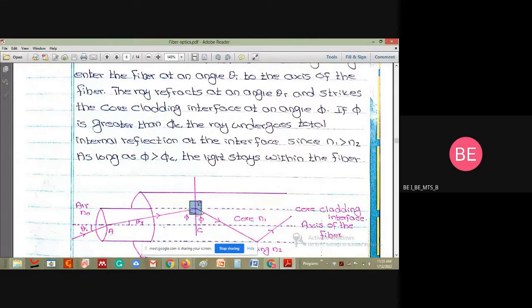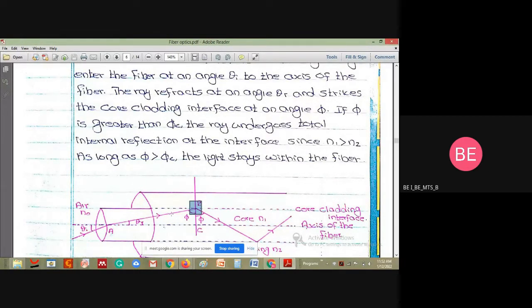Could somebody tell me what is the first condition for total internal reflection to happen? Light should travel from denser to rarer medium. Yes, exactly. Light should travel from denser medium to rarer medium, core being the denser medium and cladding being the rarer medium. Here light is falling from core to cladding, right? At the interface, light is falling from core towards the cladding.